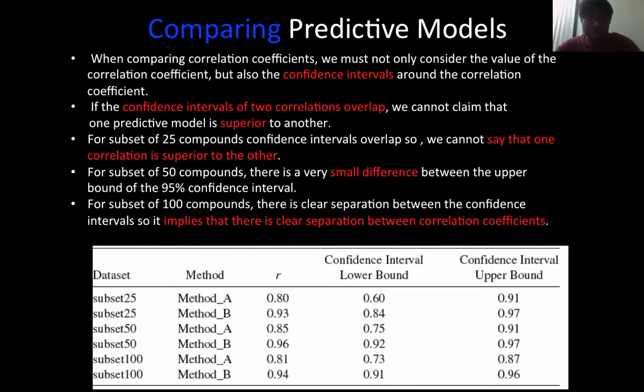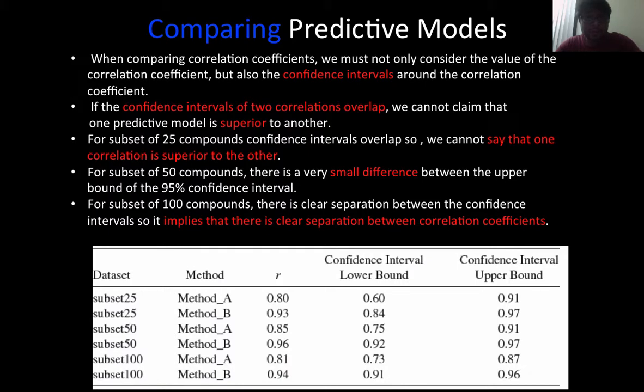So from this table, we found that if the confidence intervals of the correlations overlap, we cannot claim that one predictive model is superior to another. For example, like 0.60 and 0.91, and then 0.84 and 0.97. So the 0.84, this method B for subset 25, overlaps with method A. So we cannot claim that this model performs better than the other.